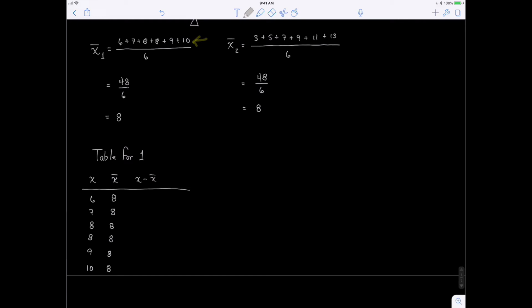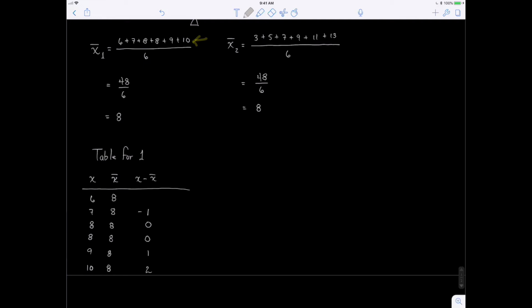Now, notice that, let's start at the bottom. If I take 10 and I subtract 8, I get positive 2. If I take 9 and subtract 8, I get a positive 1. 8 minus 8 is 0. 8 minus 8 is 0. 7 minus 8, well, that's a negative 1.